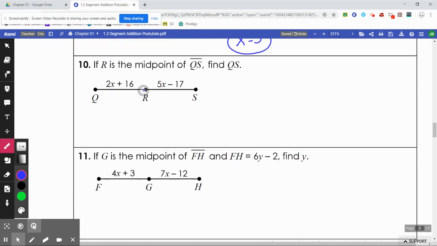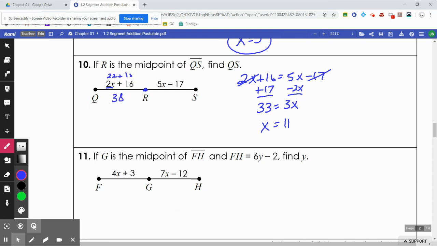Same thing on number 10. R is in the middle. If R is in the middle, that means that 2x plus 16 and 5x minus 17 would have to be equal. Those two distances are the same. Let's move my 2x by subtracting. If you're putting the x's on the right, put your numbers on the left. Gives you 33 equals 3x. When you divide 33 by 3, it gives you 11. So since x is 11, this is now 2 times 11. That's 22 plus 16. That would be 38. This would be 5 times 11, which is 55, minus 17, which is 38.